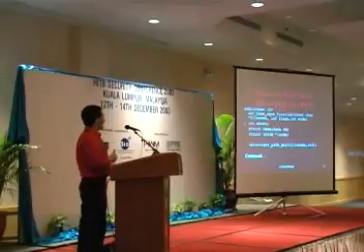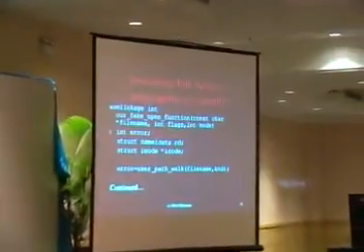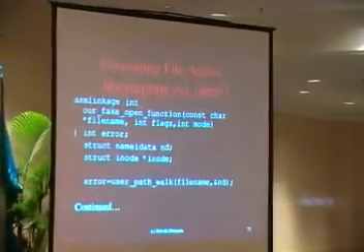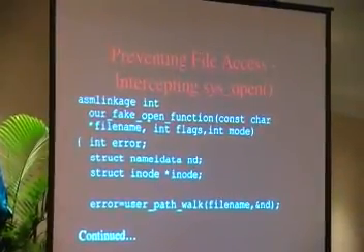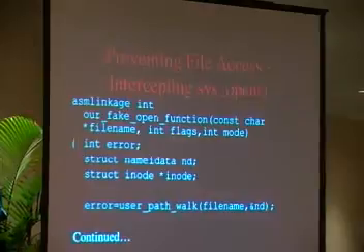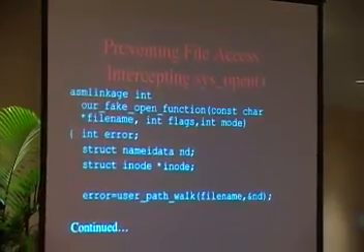So this is what a hacked open function looks like. Don't worry about nameidata, or actually worry about it. Nameidata is some data structure defined in the kernel. Nameidata contains another structure called dentry, which we are after. Dentry contains the inode that we really want.